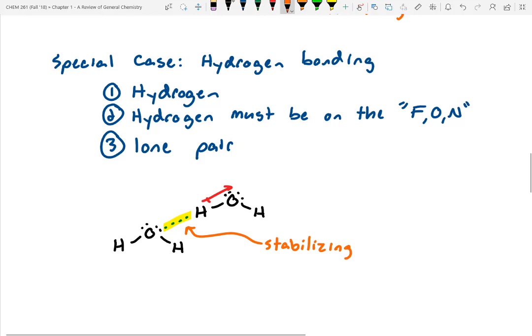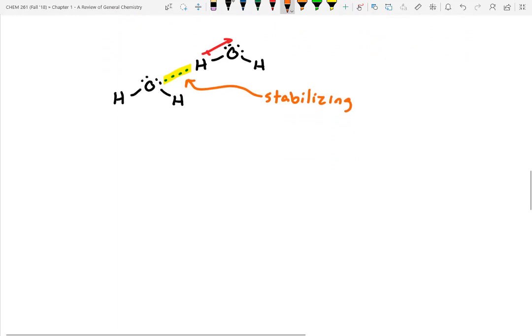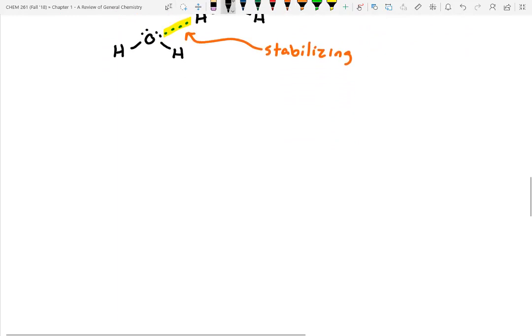And the other thing to consider is this oxygen is really, really electron rich because it's hogging electron density from its own hydrogens. So it's actually not electron poor. All right, so we can start classifying these in terms of relative strength.